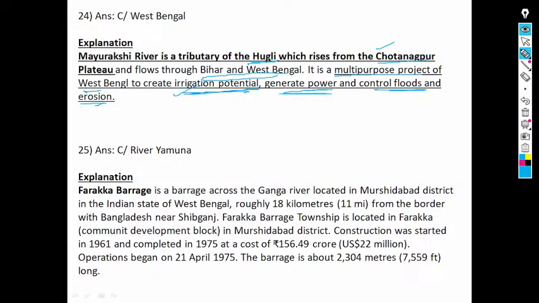Behind the Mayurkasi project there is a big intention of the government to help the people who are in the down the coast. Mayurkasi was also a major flood control project for most of West Bengal and Bihar, before the partition of Jharkhand and Bihar. Also irrigation potential and generating power. These are the main ones.